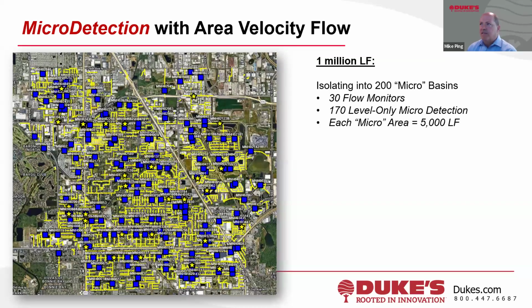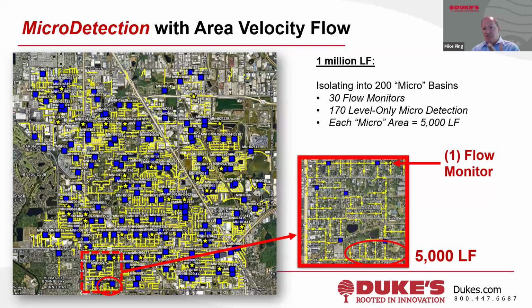But this one, we set this up specific for this utility. There are 30 flow meters. You can see the yellow stars are a little bit hard to see. But the point is each micro area, if you divide 1,000,000 by 200, comes out to 5,000 linear feet. So it does a nice job of really isolating the inflow and infiltration detection down to a very small area. I blew up one box just hypothetically.